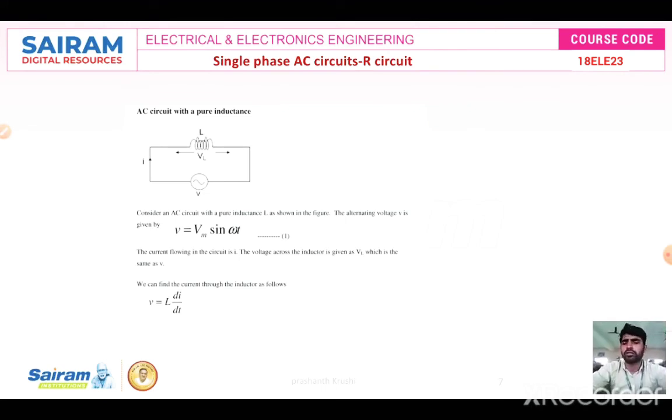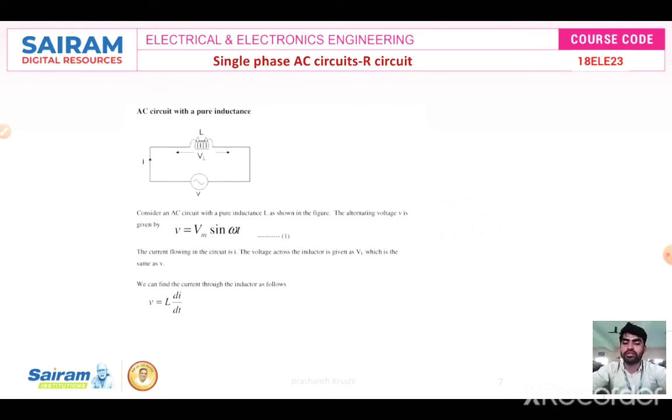What about the phasor representation or phasor difference in the pure inductance or pure inductive reactance? Current always lags the voltage by an angle 90 degree, or pi by 2. Where capacitance current will be leading, but inductance current will be lagging. Current lags the voltage by an angle 90 degree.